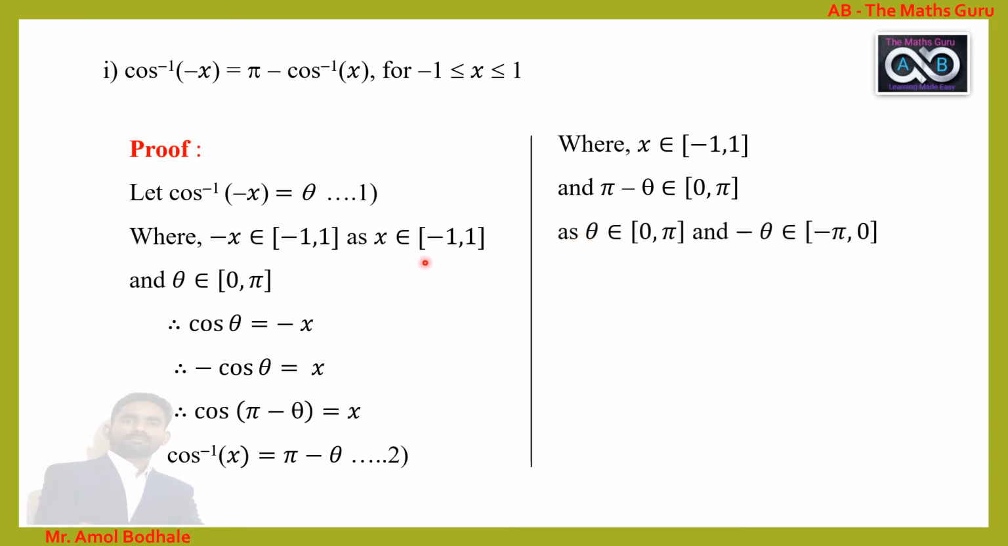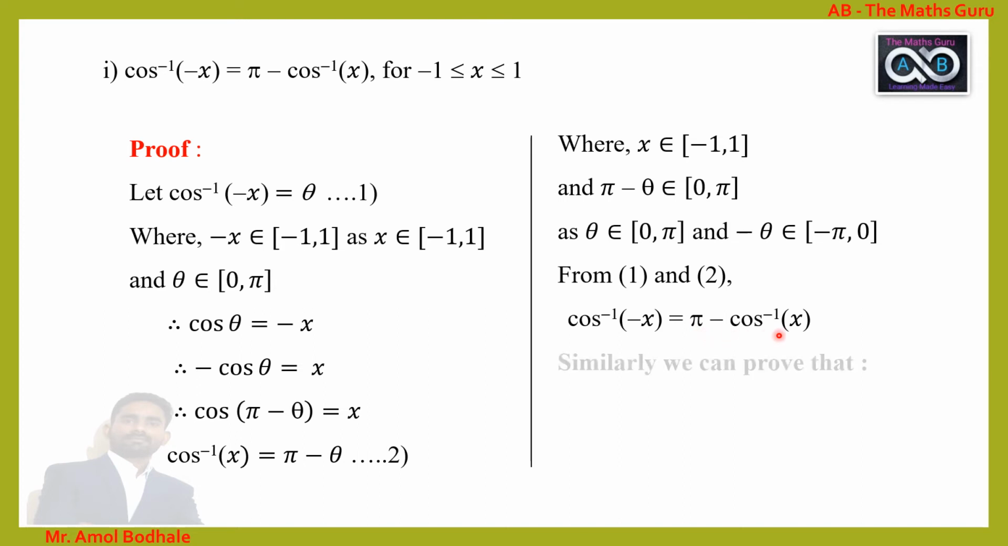So here, as given, theta belongs to 0 comma pi. So obviously minus theta also belongs to the closed interval minus pi comma 0. And if we add pi on both sides, if we add pi here, we will get pi minus theta. If we add pi here, we will get 0. If we add pi here, we will get pi. That means as theta belongs to 0 comma pi, pi minus theta also belongs to 0 comma pi. So from the first and second statement, we will get cos inverse of minus x is equal to pi minus cos inverse of x.